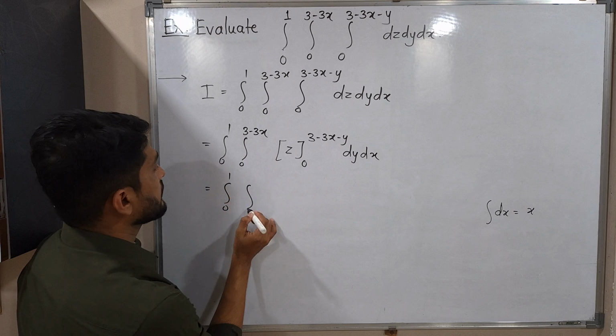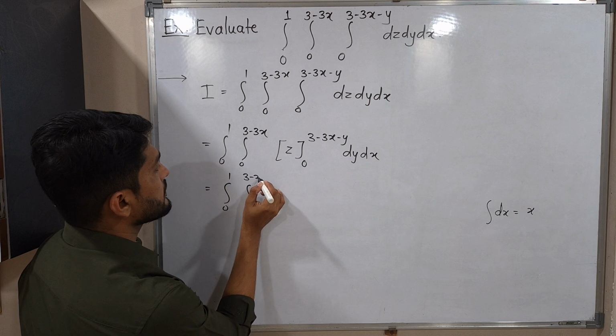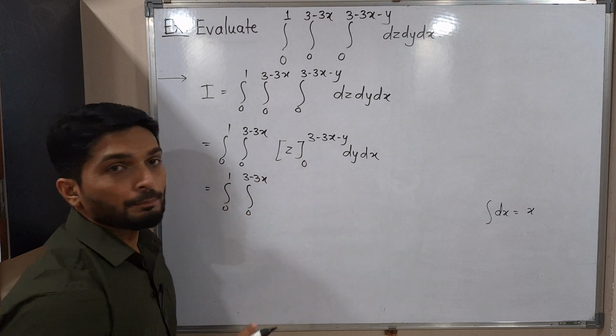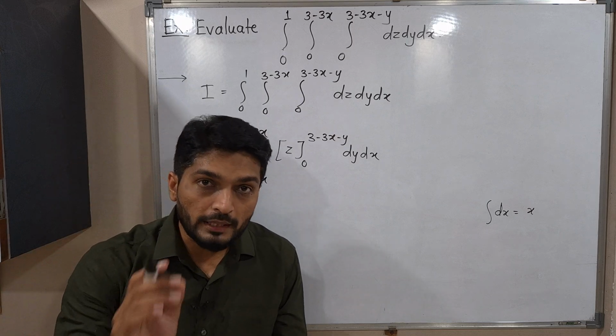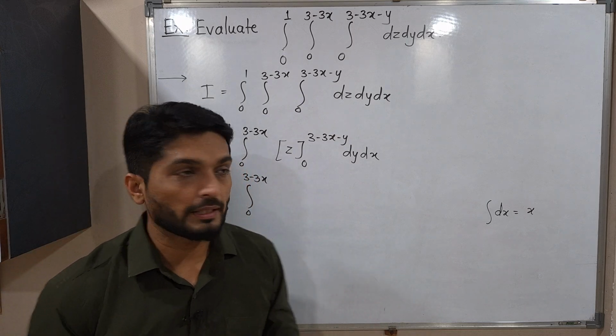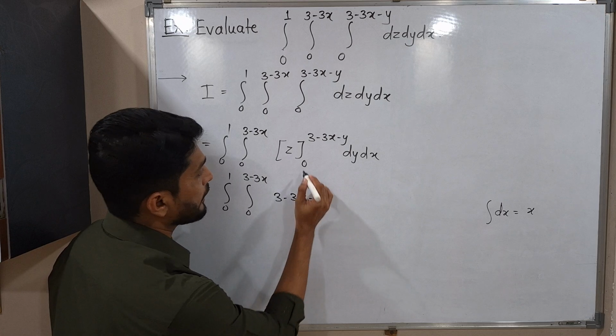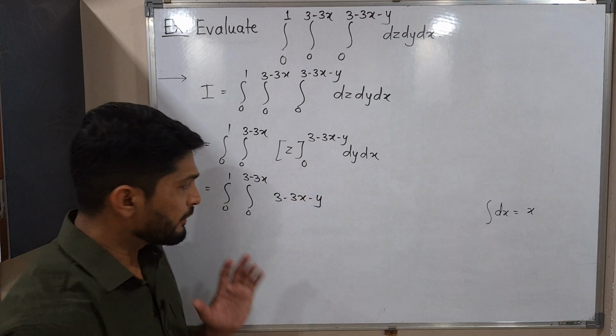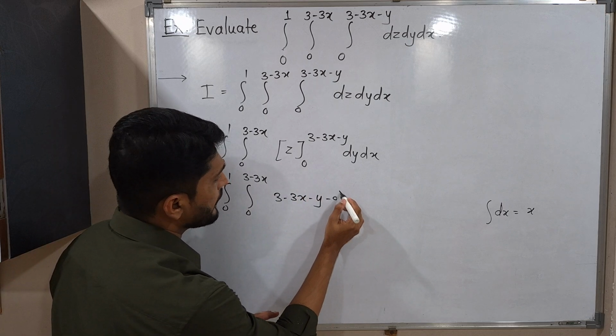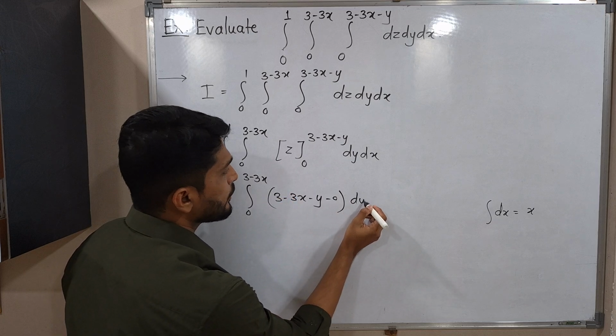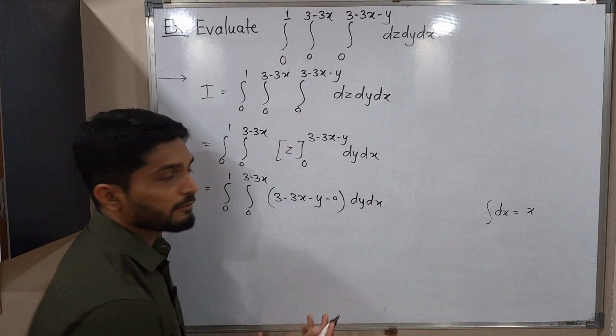0 to 1, 0 to 3 minus 3x. I am putting the upper limit first. Always we put the upper limit minus we put the lower limit. The upper limit is 3 minus 3x minus y. Lower limit is 0. If you want, you can write, otherwise no need to write. Since 0 is there, if you subtract, you will get the same function.